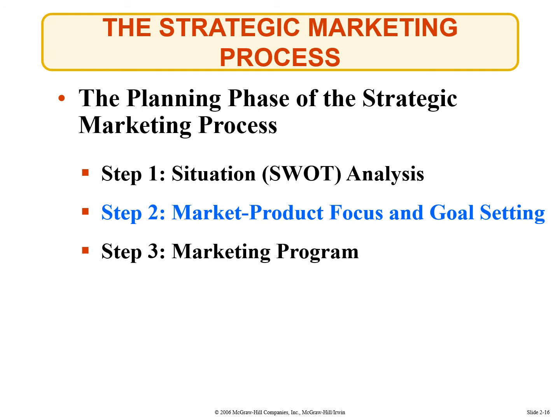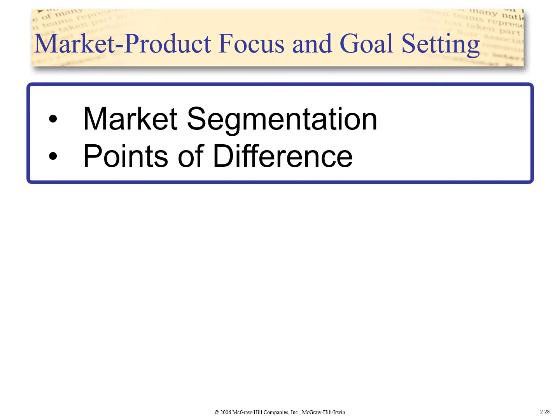Step number 2 is market product focus and goal setting. We have talked about this before. We've talked about market segmentation and points of difference, and that's what you're supposed to do here. You're supposed to segment the market. Once you have done that, select your target market and find out a point of difference or points of difference in there, and then set goals accordingly. Set specific goals relevant to the product and to the market. Your specific goals need to be set here.